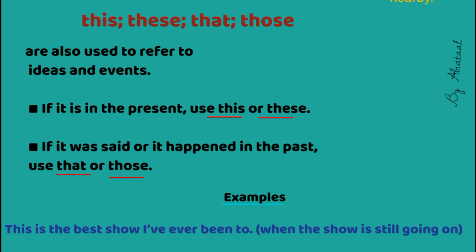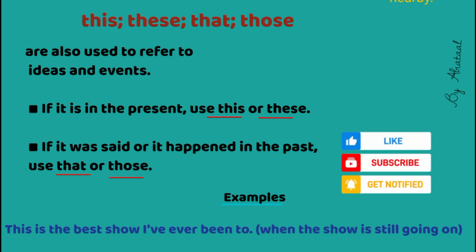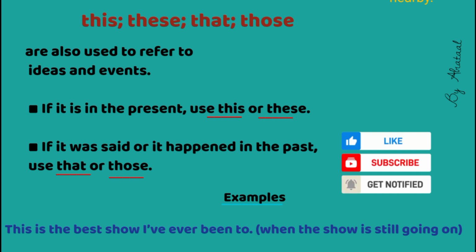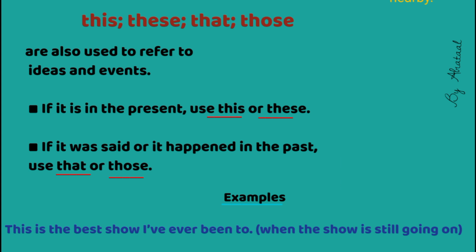This, these, that, and those are also used to refer to ideas and events. If it is in the present tense, use this or these. If it was said or it happened in the past, use that or those. Here follow the examples.